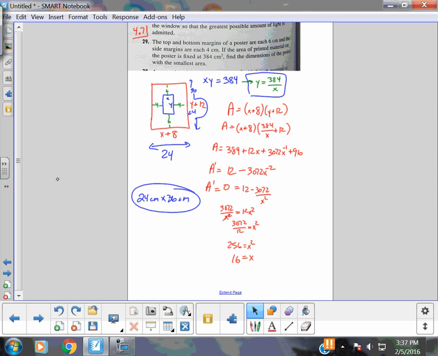Again, these problems take practice. The hardest part is setting up these initial equations up here. Keep practicing, it gets easier.